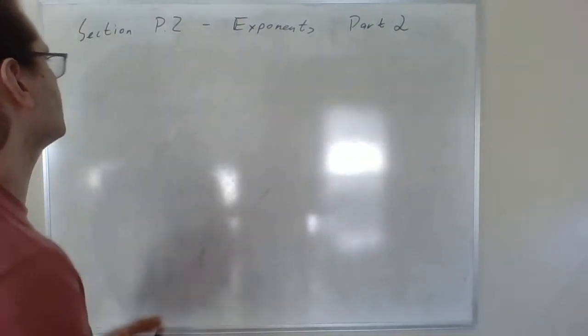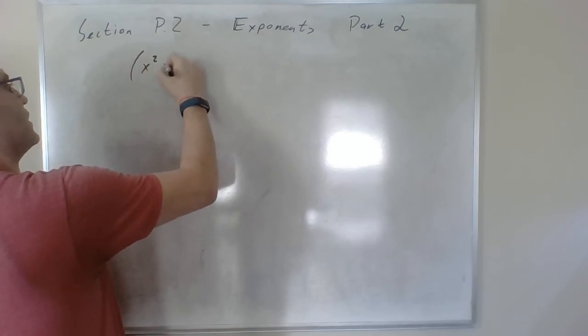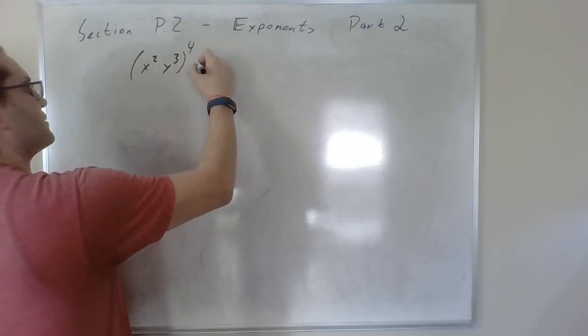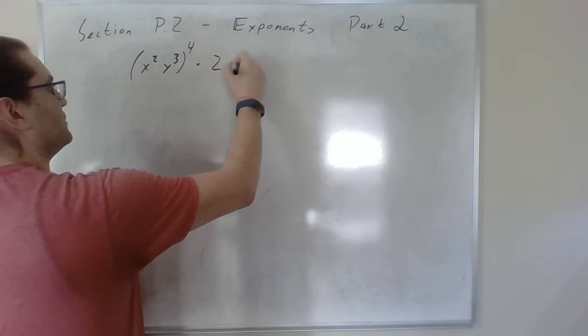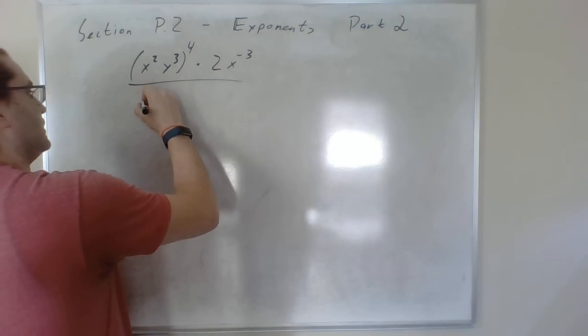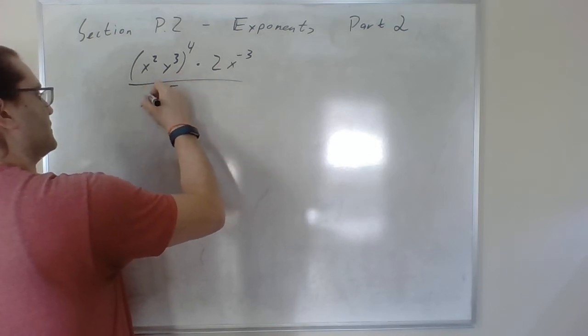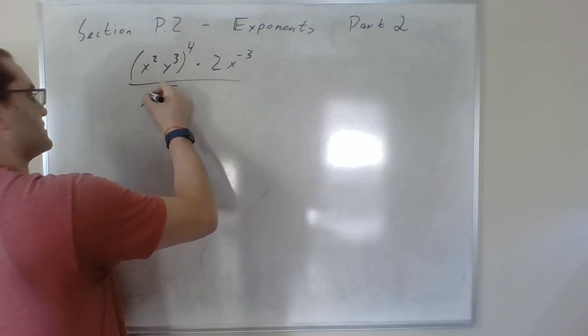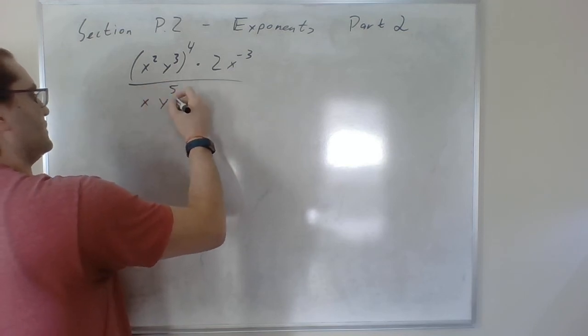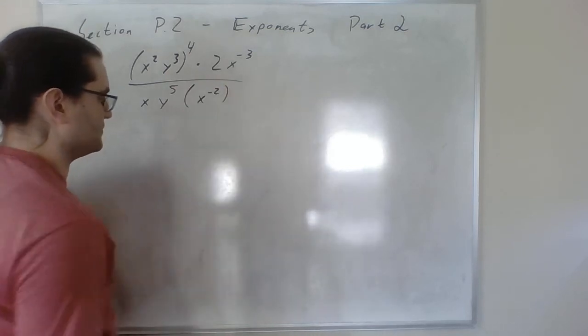So one more like this. Let's do x squared y cubed to the 4th times 2x to the negative 3 over x y to the 5th. Let's make this x a negative as well. Now, x times y to the 5th times x to the negative 2.